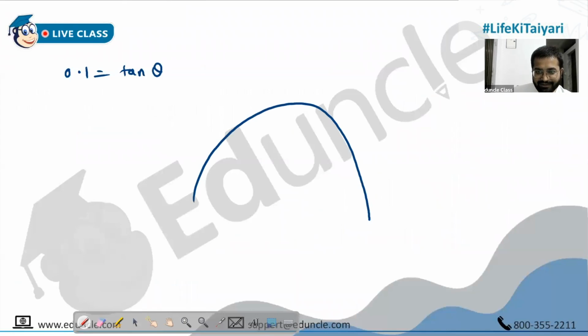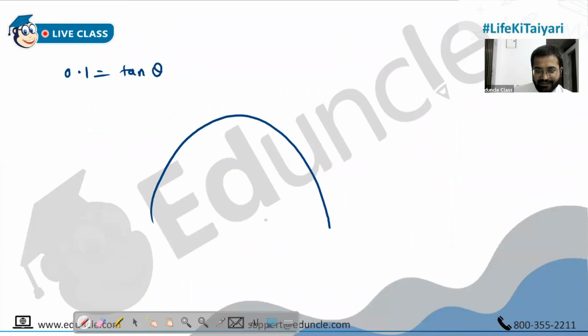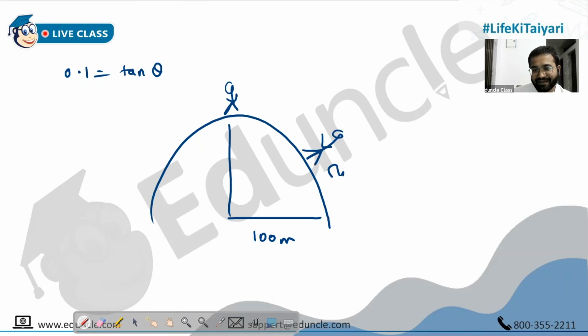Here is the person. Let's say this is the hemisphere. The radius is given to you, 100 meters. The person was initially here, and here the person slips. So they are asking you to find how much distance the person will walk before he slips. It means arc length they are asking, and hence again a very interesting question in itself.